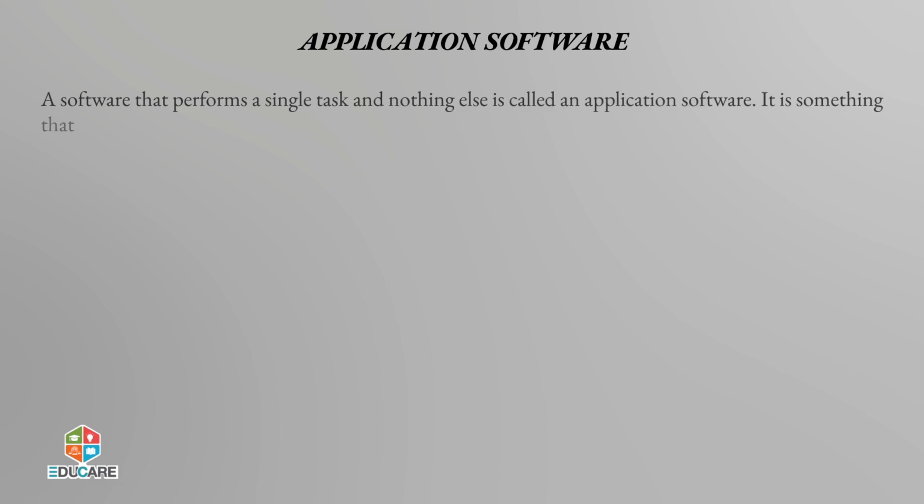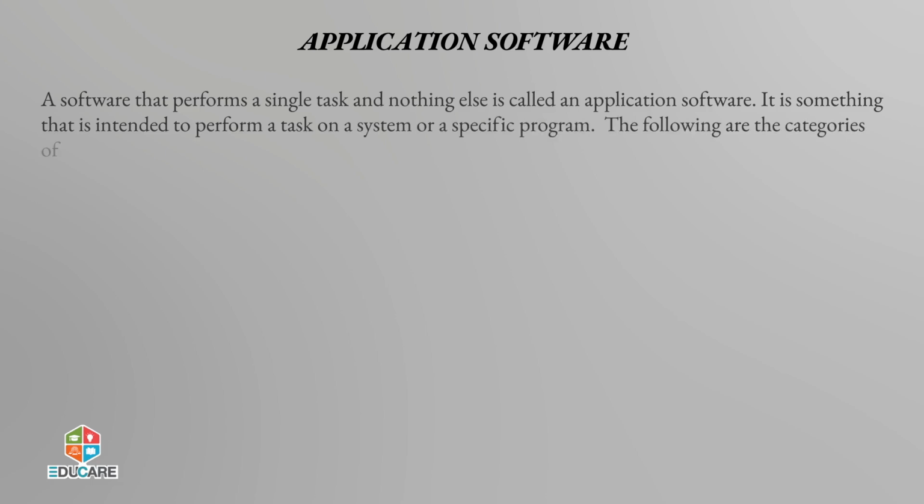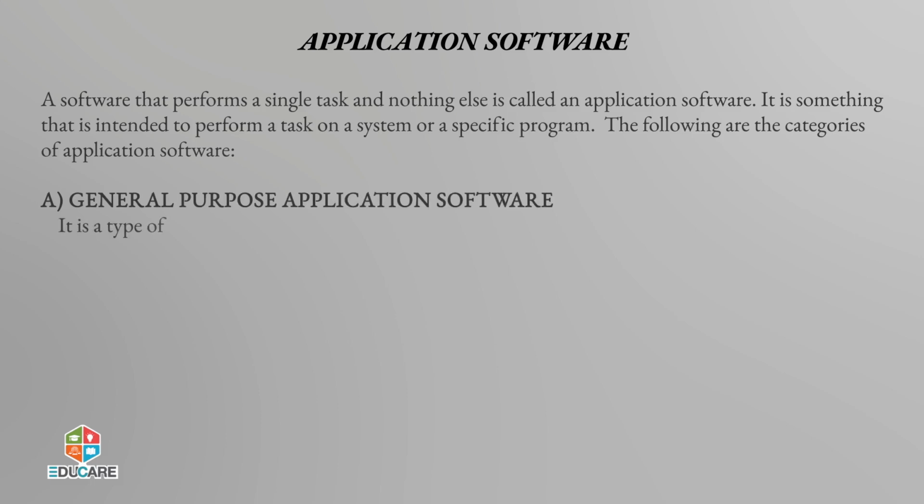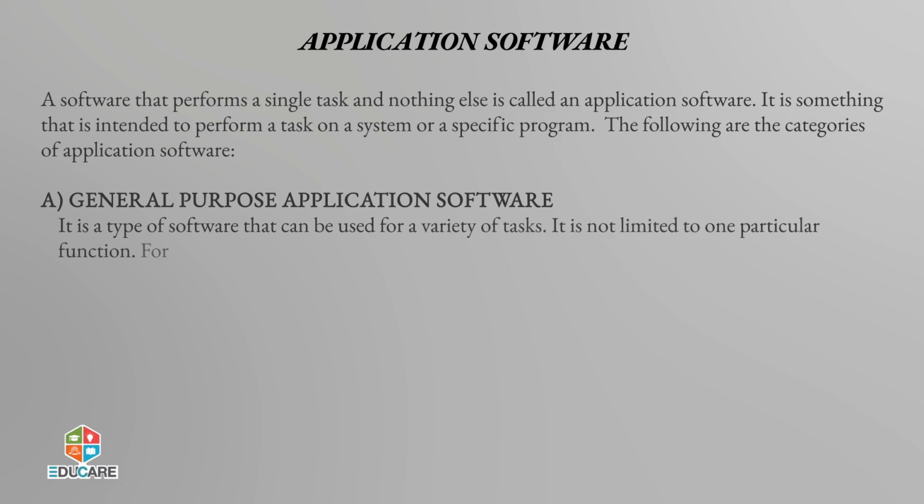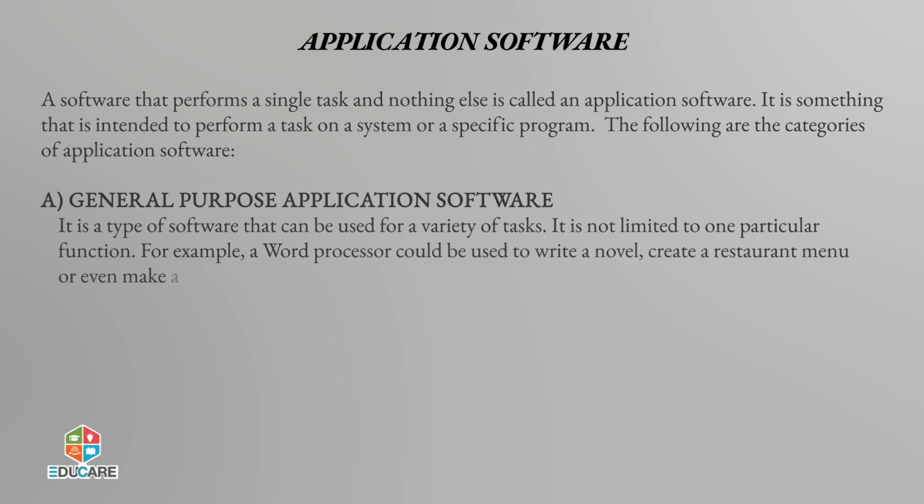Application software. A software that performs a single task and nothing else is called an application software. It is something that is intended to perform a task on a system or a specific program. The following are the categories of application software. General purpose application software. It is a type of software that can be used for a variety of tasks. It is not limited to one particular function. For example, a word processor could be used to write a novel, create a restaurant menu, or even make a poster.